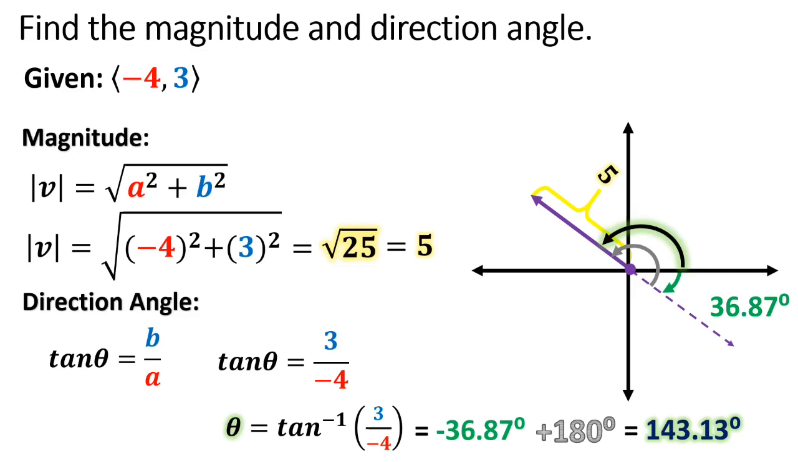So if you are finding a direction angle and your vector is located in quadrants 2 or 3, you're going to need to look at the picture and use some symmetry to figure out what the angle measure is off of the x-axis.